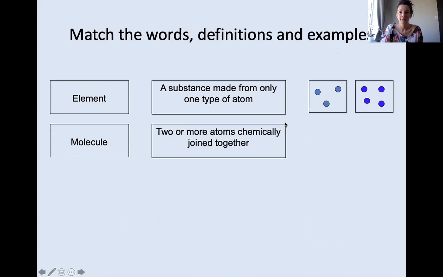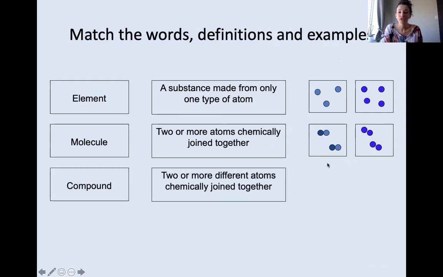So here we've got element, a substance made from only one type of atom, and these are the pictures of the element here. A molecule, two or more atoms chemically joined, got two molecules there. A compound, two or more different atoms chemically joined together. Got the picture of two compounds here.